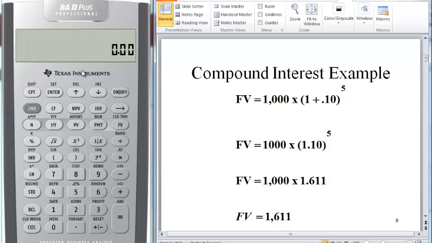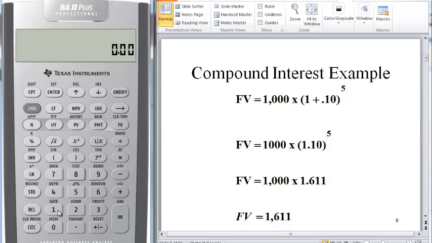If we were going to do it longhand, what could we do? We could say 1,000 times 1.1 to the 5th power. How do I do to the 5th power? Y to the x, 5. And it didn't do it exactly right. That's a good example of calculator order. I'm going to leave this in here as a good example of how calculator order sometimes doesn't work. So let me do that again.